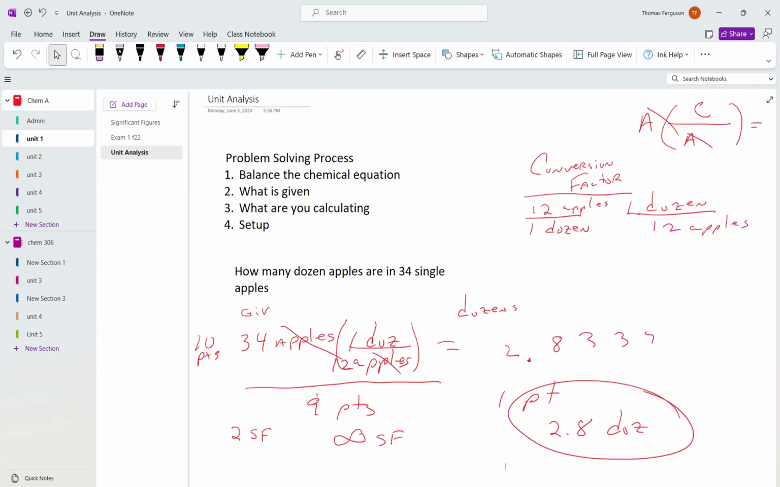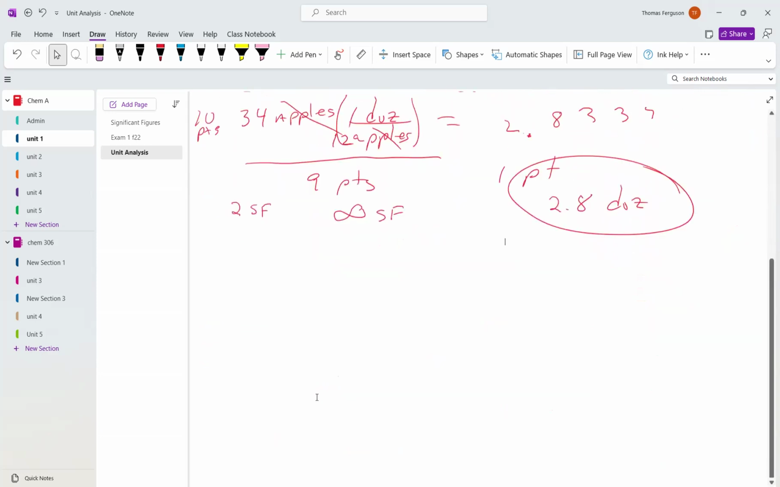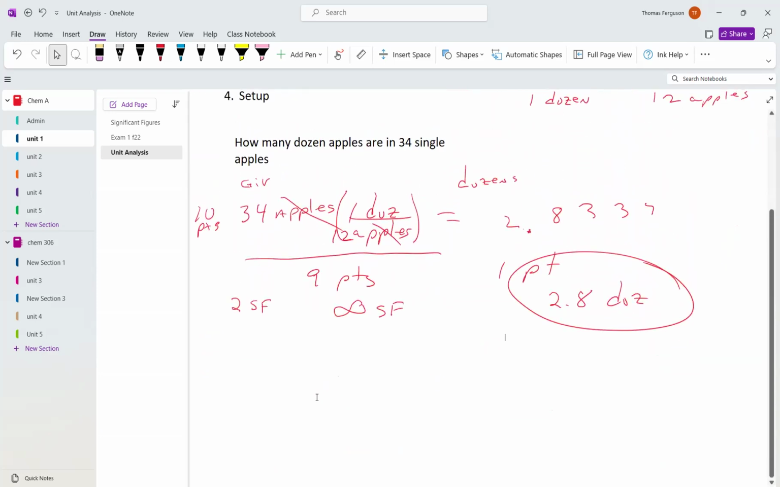Okay, so let's go on here. Let's do a lot more examples. Now that was, by the way, a one-step conversion.